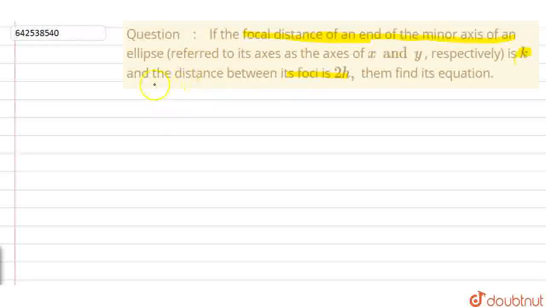Now the basic concept says that if the equation of the ellipse is of the format x square by a square plus y square by b square equals 1, then we can say that the coordinates of the ends of the minor axis are minus b comma 0 and b comma 0, and we can also say that the coordinates of the foci are ae comma 0 and minus ae comma 0. So this is the basic concept, right?